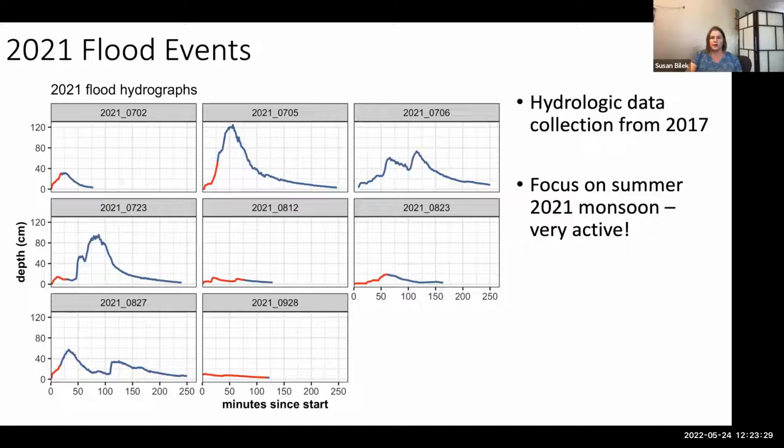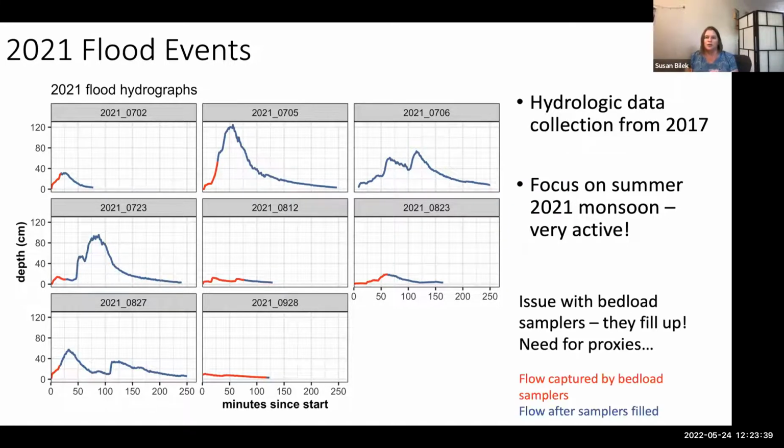I'm also going to note the 2 different colors of lines here because they highlight the limitation of those bed load samplers. Those bed load samplers will fill up. The red part of the line is the time period since the start of the flow that we captured data in the bed load samplers. The blue line indicates flow after the samplers filled up. So you can see in a lot of these, a lot of the flood was missed. It highlights the need to develop effective proxy measurements for trying to get at the bed load flux.